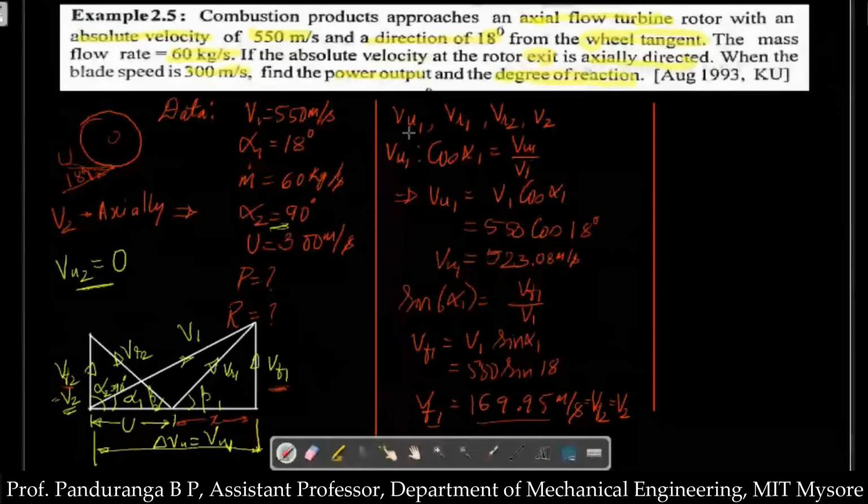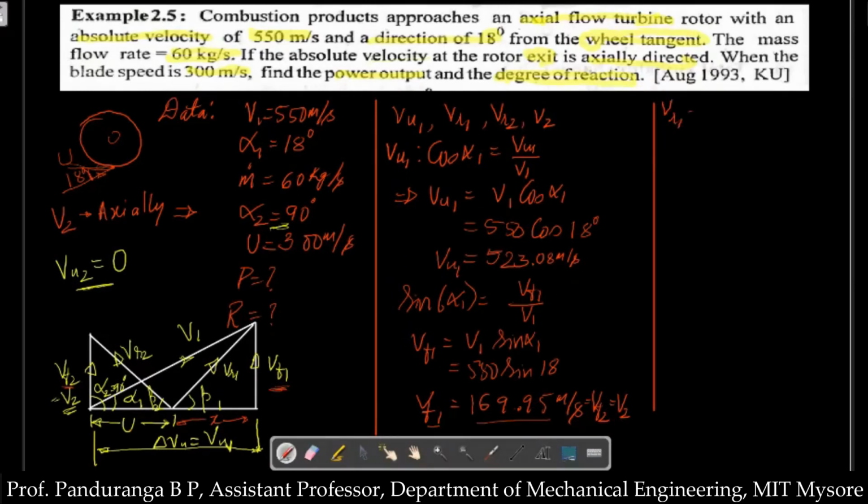So now I know Vu1, and I know V2 and Vf1. Let us calculate Vr1. To calculate Vr1, I will apply Pythagoras theorem. So Vr1 will be equal to root of Vf1 square plus the value of x here, which is Vu1 minus u, whole square.